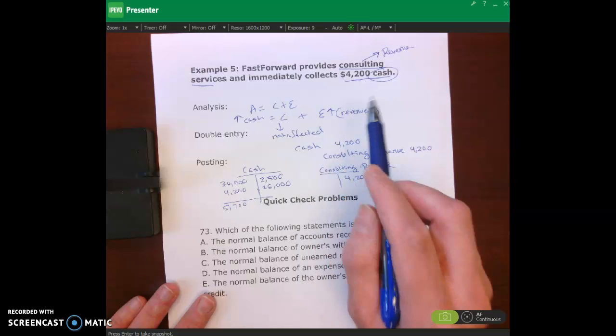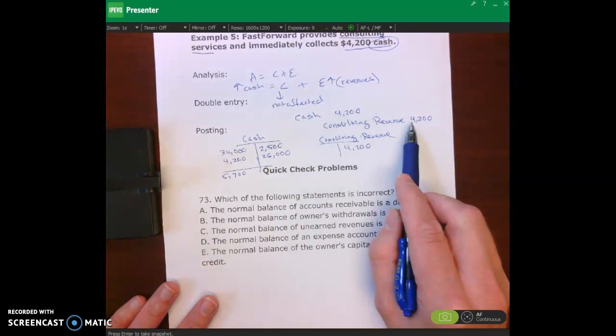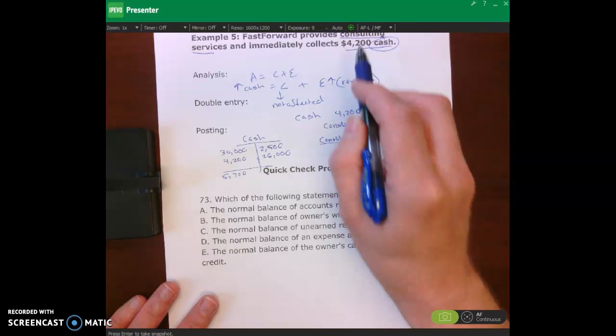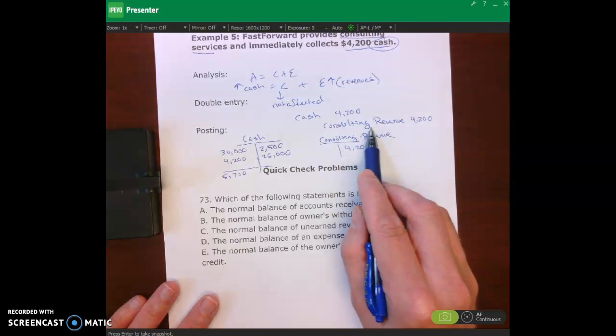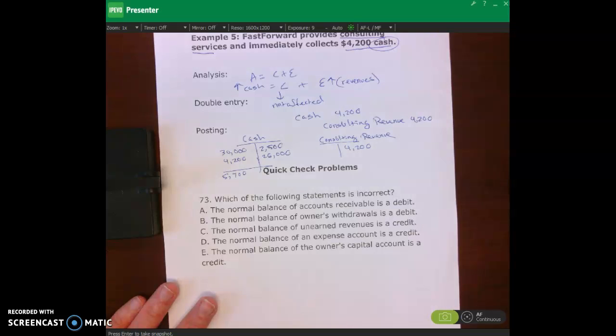Remember, revenues increase equity. So my journal entry becomes debit to cash, and then if you just wrote revenues, that's fine for now, but it does say consulting services, so you could say consulting services revenue or consulting revenue. And then we have our T accounts for cash and then consulting revenue.